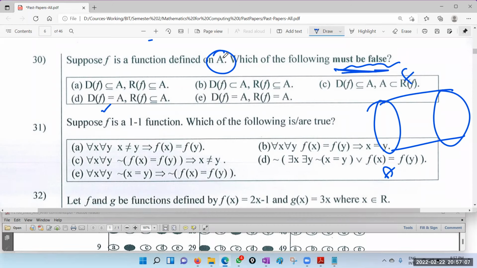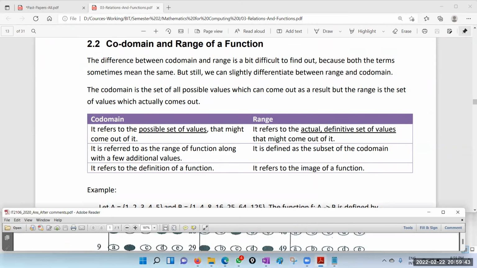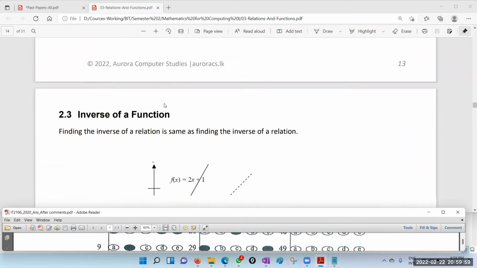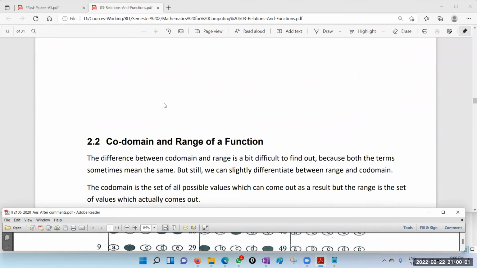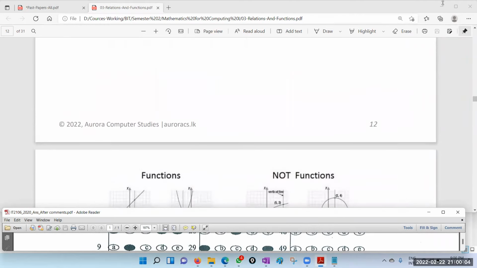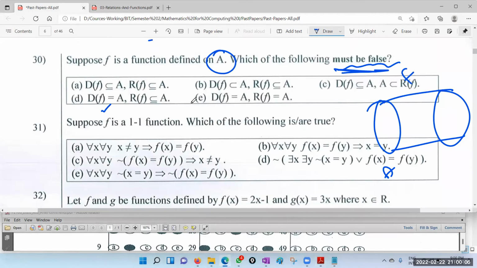Defined on A. There was something called codomain also, right? The difference between codomain and range: sometimes they mean the same, but they can be slightly different. The codomain is the set of all possible values which can come out of the results, but the range is the set of values which actually come out. Okay, so that is codomain and range. I think that has nothing to do with this question.